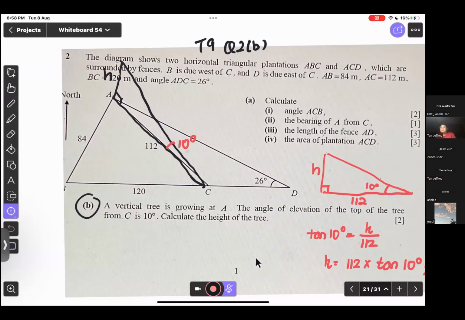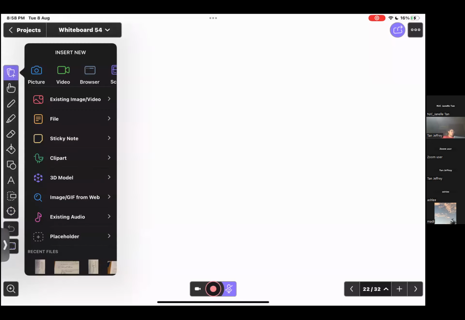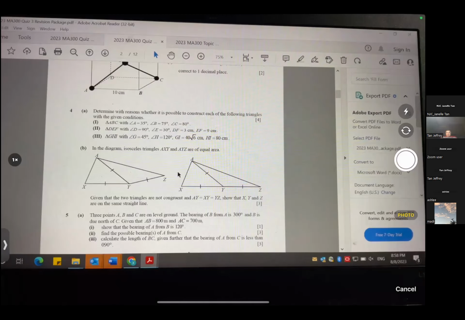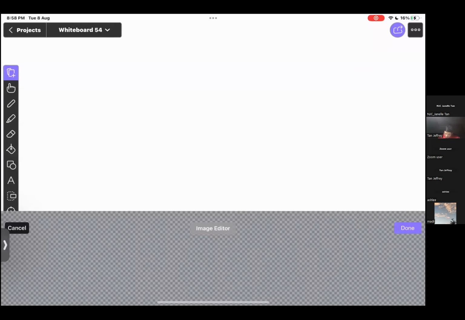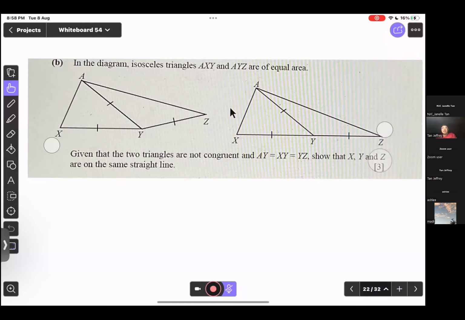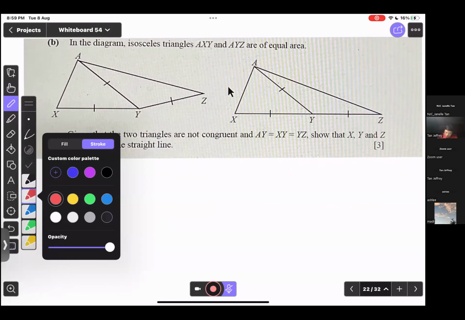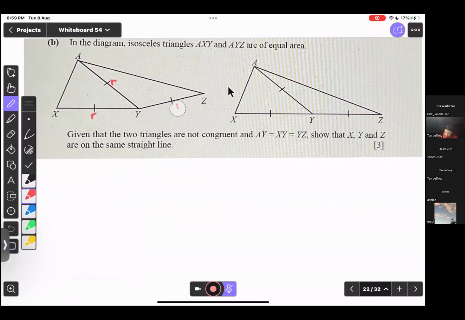Wait, there's also 4B from topic 9 that I don't know. Oh, 4B is a very fun one. Okay, 4B, it is this one. The hero of this question is basically the area of a triangle. For example, you call this R, then this will also be R, this will also be R. The thing is they have the same area.